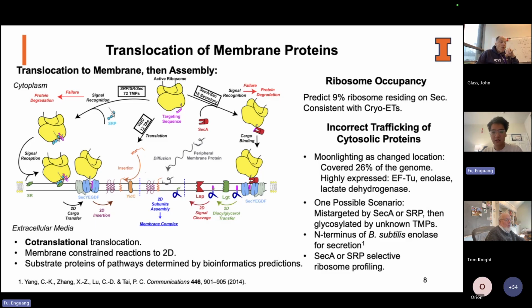One advantage of this scenario is that the cytosolic proteins will be secreted through the narrow channel of the Sec translocon while unfolded. Another support of this hypothesis is that the N-terminus of enolase in B. subtilis is important for secretion, as reported years ago. We think SecA or SRP selective ribosome profiling could be a very important, quantitative experiment to conduct to verify this hypothesis.